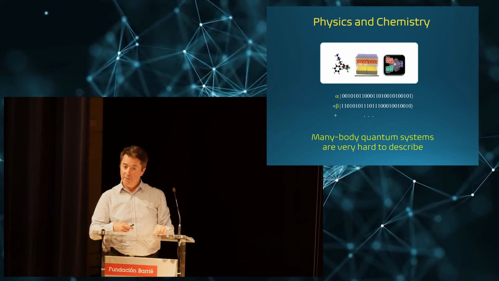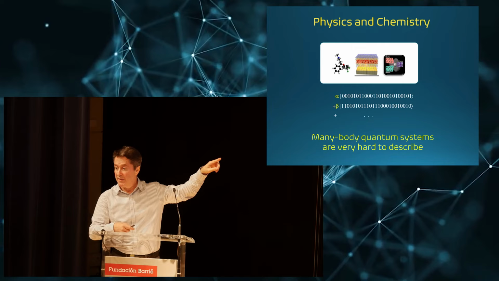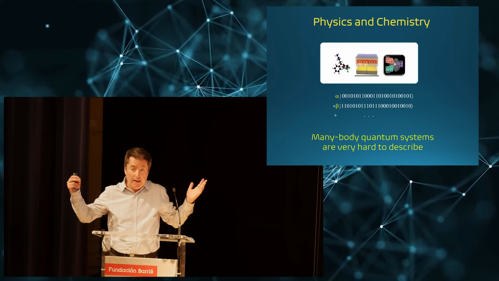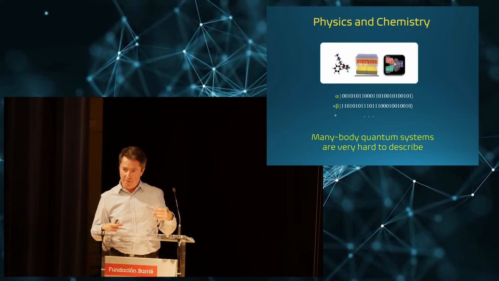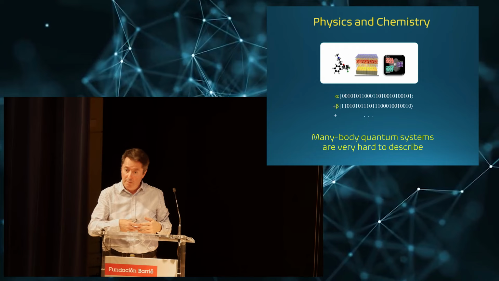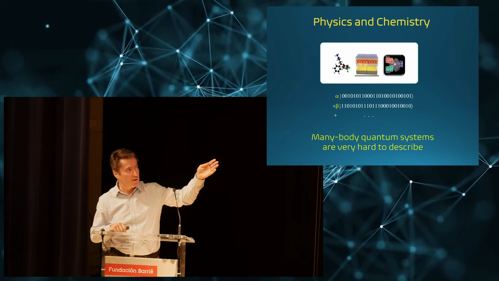So this means that if you want to describe a system like that, your computer will explode right away. Whenever you have something like 20 or 30 electrons, you will not be able to do any computation. And so many-body quantum systems, as they appear in chemistry, in physics, and in some other subjects, because they are described by the laws of quantum physics, and because all the physical properties are rooted in the superpositions, are very, very hard to describe.